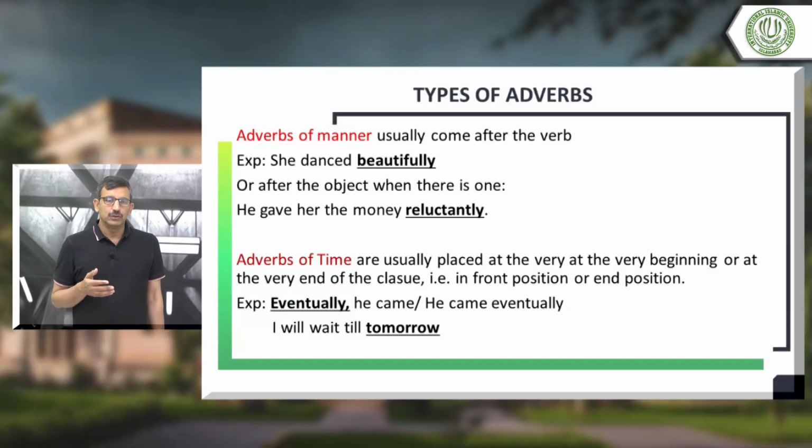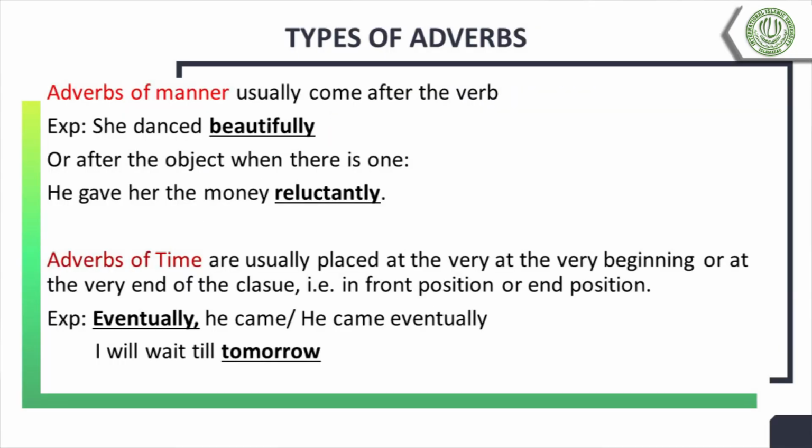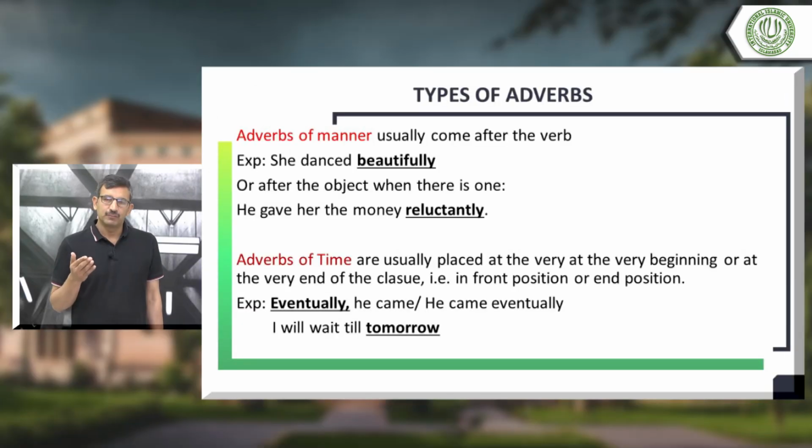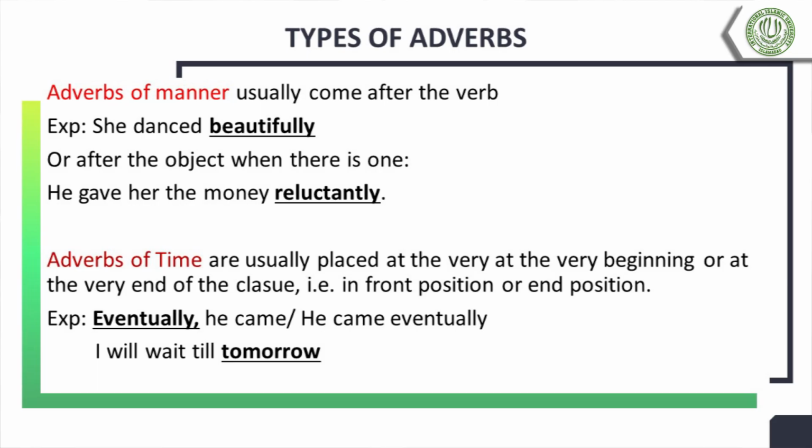Adverbs of manner usually come after the verb. For example, she danced beautifully. Beautifully is an adverb of manner, which tells how the lady was dancing. Or an adverb of manner can come after the object if the object is singular. He gave her the money reluctantly. Reluctantly is an adverb of manner, which denotes how the money is given.